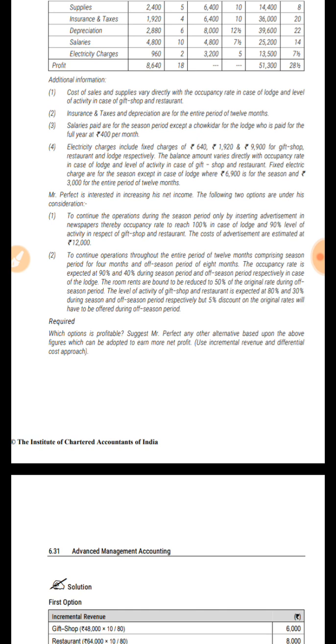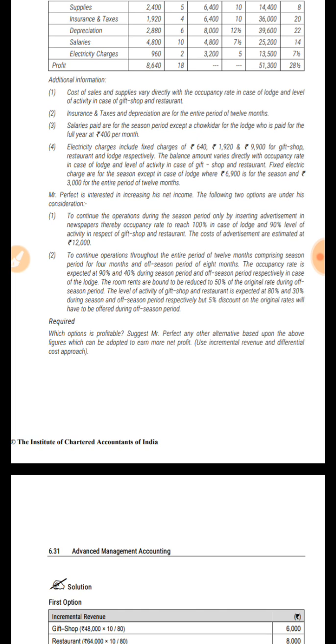Okay, so during season and off season respectively. Yes, and to maintain this 30% in the off season, he will have to give a 5% discount on whatever original rates are there.